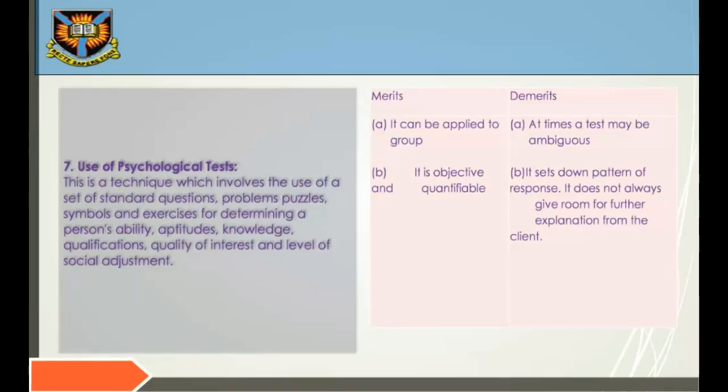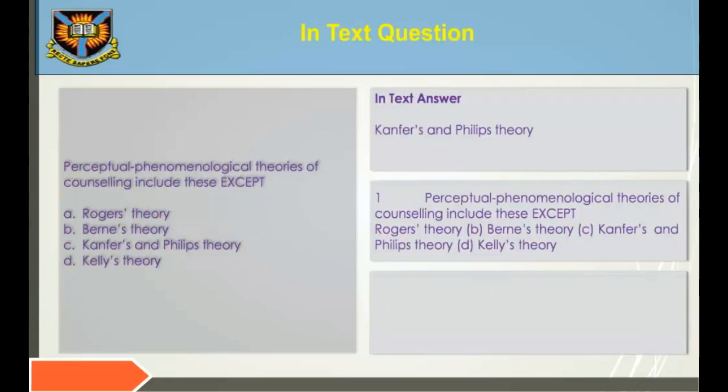7. Use of psychological tests. This is a technique which involves the use of a set of standard questions, problem puzzles, symbols, and exercises for determining a person's ability, aptitudes, knowledge, qualification, quality of interest, and level of social adjustment. Merit. It can be applied to groups. It is objective and quantifiable. Demerits. At times, a test may be ambiguous. It sets down patterns of response. It does not always give room for further explanation from the client.